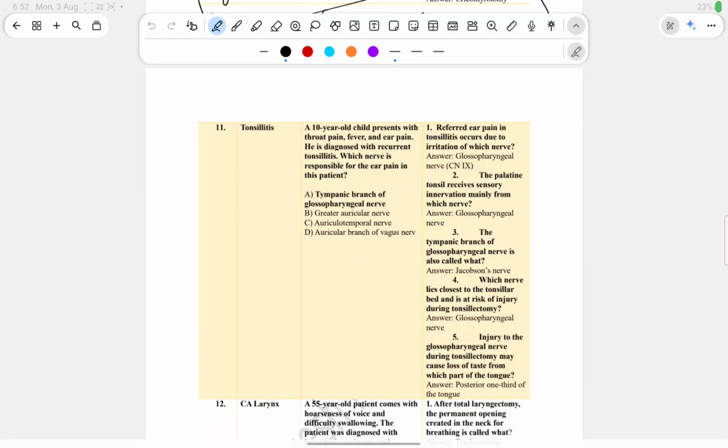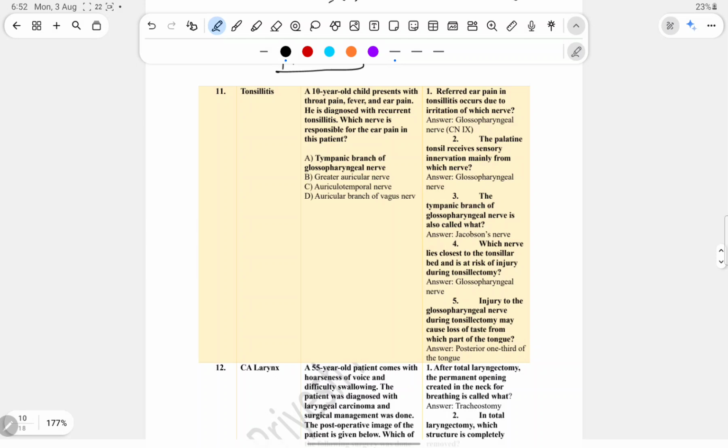So hello friends, let's start with part 2 of the ENT. Part 2. Now we will cover all the remaining ENT topics. So let's start with tonsillitis.